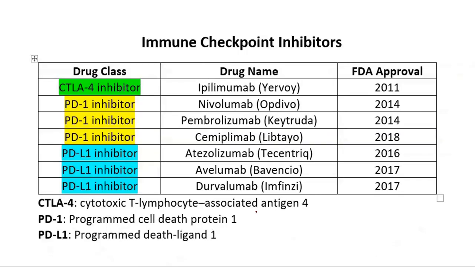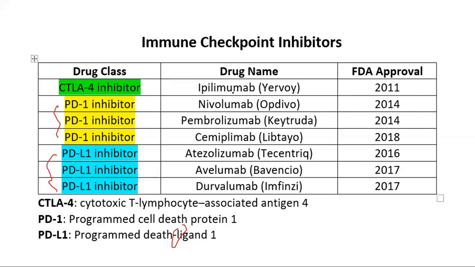So this translated into drugs that are FDA approved between 2011 and 2018, a total of 7 drugs in 3 categories. One is CTLA-4, which is cytotoxic T lymphocyte associated antigen 4, and there's only a single drug in that class. The second class is PD-1. PD-1 stands for programmed cell death protein. This protein is a receptor. So a receptor has a ligand, L. So you can either target the receptor or you can target the ligand separately. So you have 3 receptor inhibitors and 3 ligand inhibitors, a total of 7 drugs in this class.